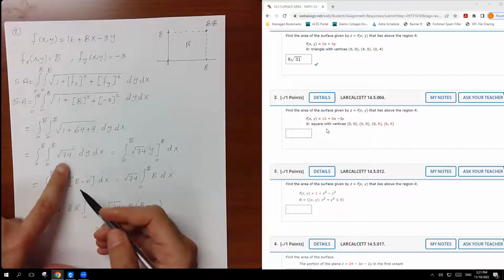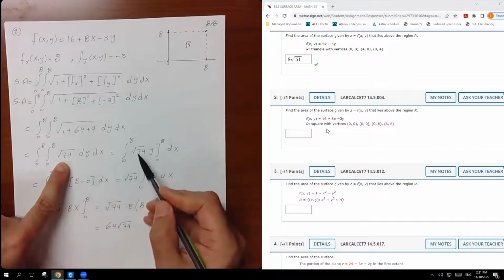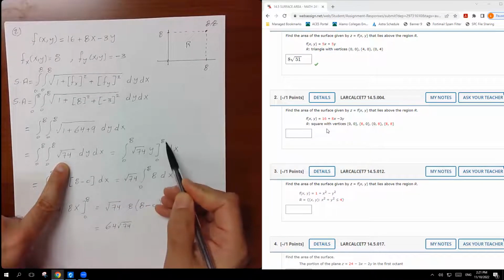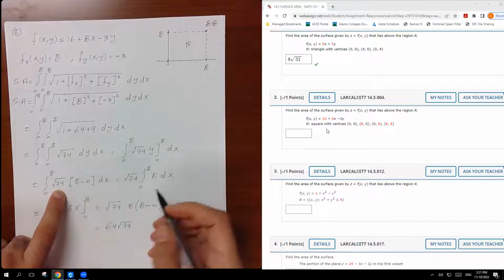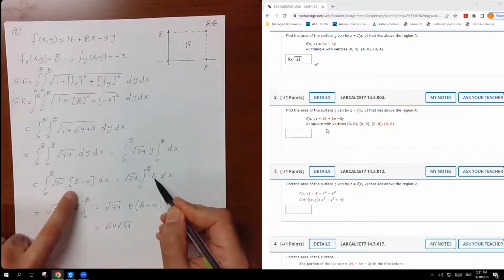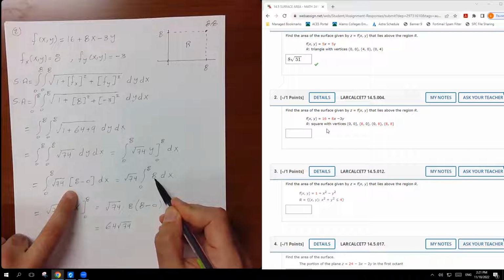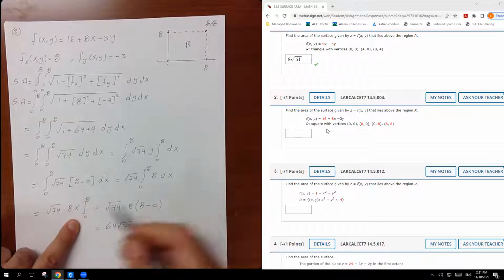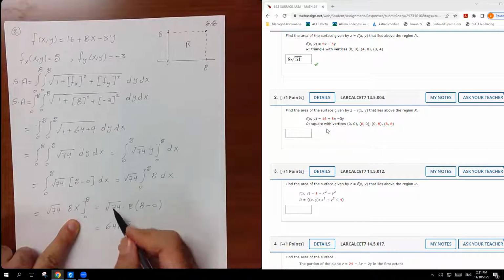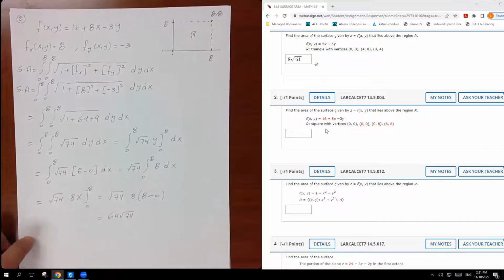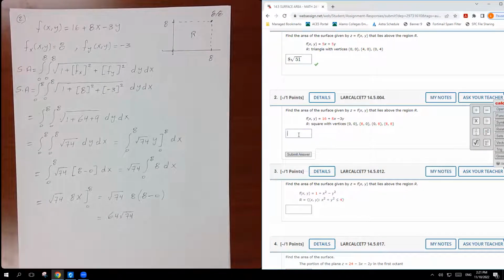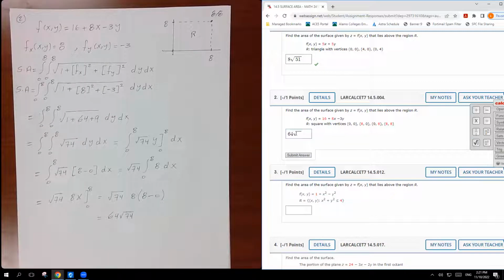Now do the integral with respect to y. So it's going to be square root of 74 y from 0 to 8. Then it's going to be 8 minus 0. I'm going to take the square root of 74 out as a constant. And 8, the integral of 8 with respect to x is going to be 8x from 0 to 8. Then I plug in 8 here. So it's going to be 64 square root of 74. So we're going to type here for the second example, 64 square root of 74.